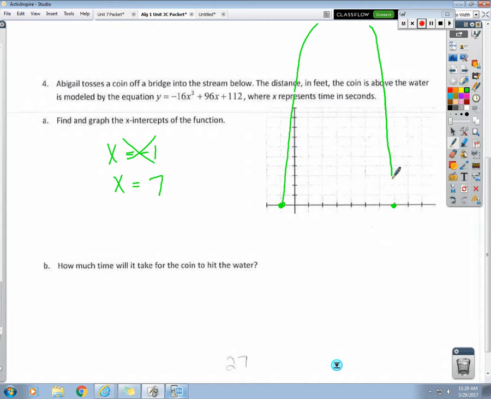Should I continue my line below? Why not? It's going into a stream. Won't it go below the water some? Yes. Wait. So how long will it take for the coin to hit the water? 7 seconds. Okay.